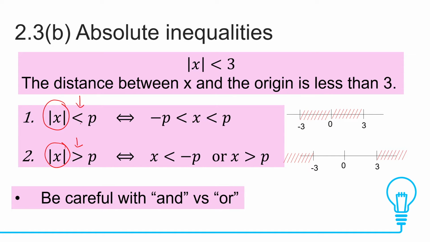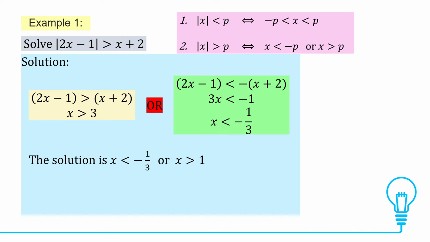For absolute less than, the definition is that the distance between x and the origin is less than 3. So we can rewrite this as x is in between negative 3 and 3. You have no choice, you have to memorize that. And over here, please be careful with the terms and or. This one is an or, and this one, when you want to break it, will become an and because they come from the one family. Okay, so let's look at the first example.